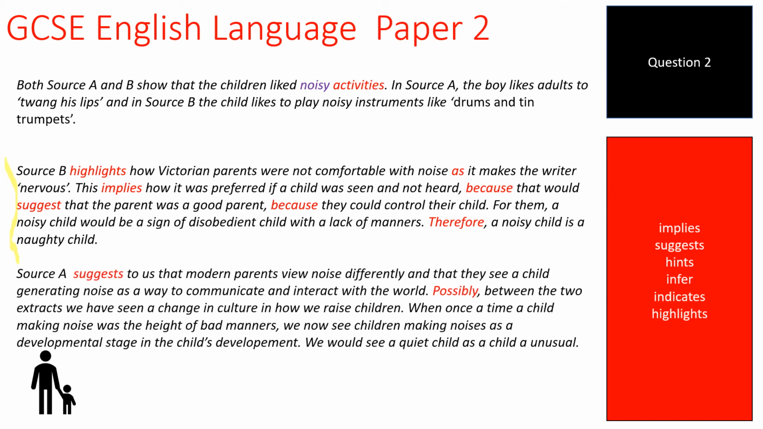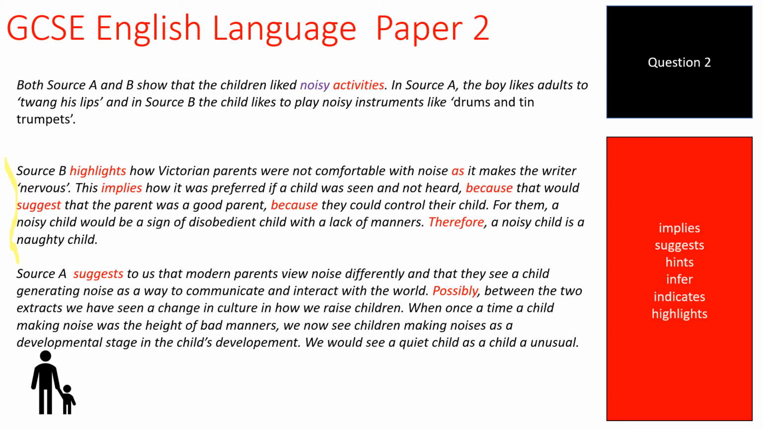So source B suggests to us that modern parents view noise differently and that they see a child generating a noise as a way to communicate and interact with the world. Possibly between the two extracts we have seen a change in culture in how we raise children. When once a child making noise was a sign of bad manners, we now see children making noises as a developmental stage in the child growing up. We would see a quiet child as something unusual.